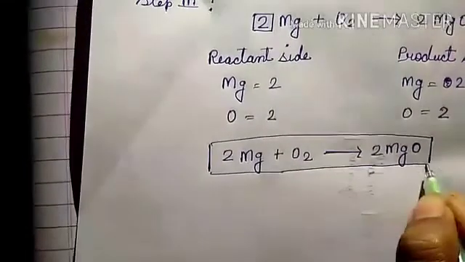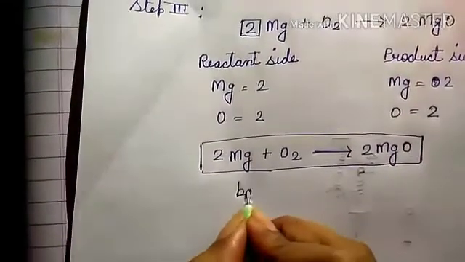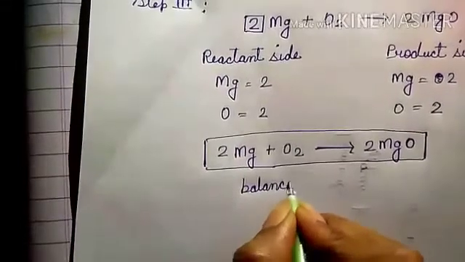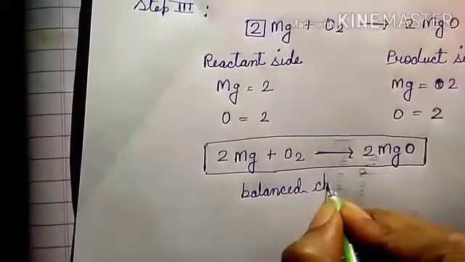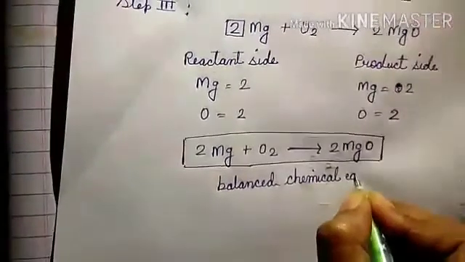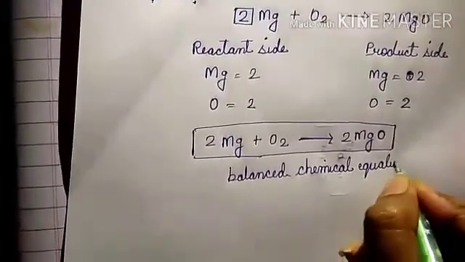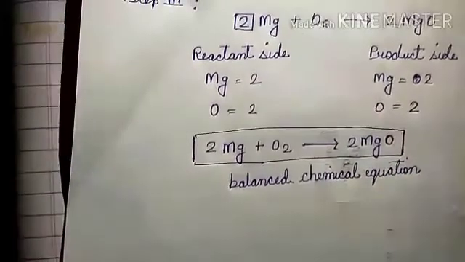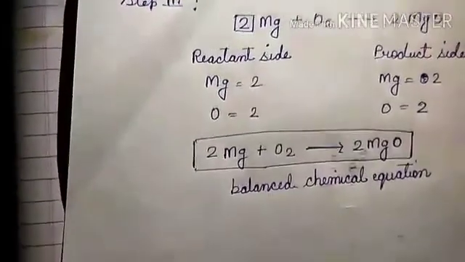2MgO. Children, you have to be careful that whenever you write to balance the atoms of a molecule, you are neither supposed to insert numbers in between the formula nor change the formula.